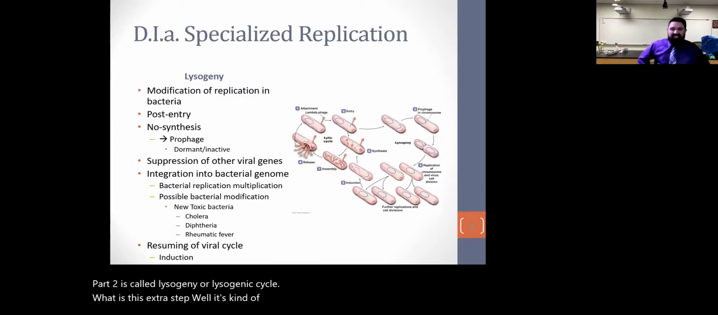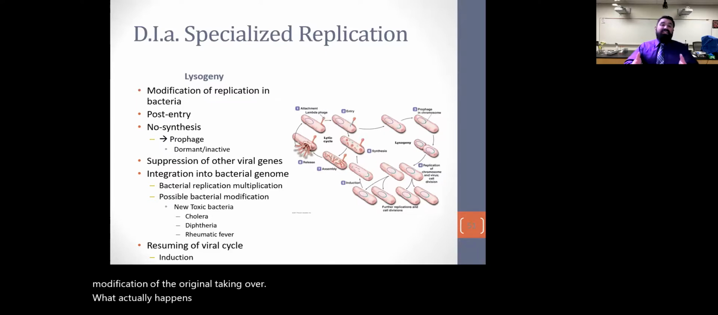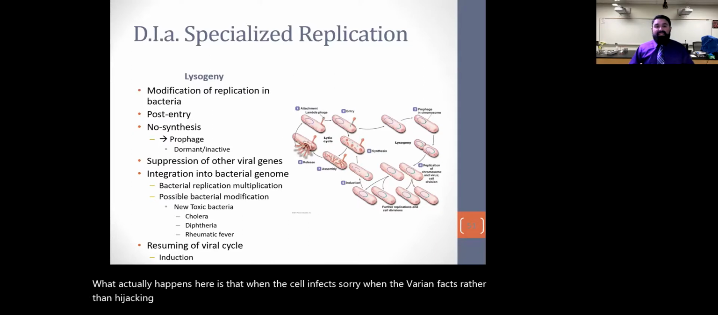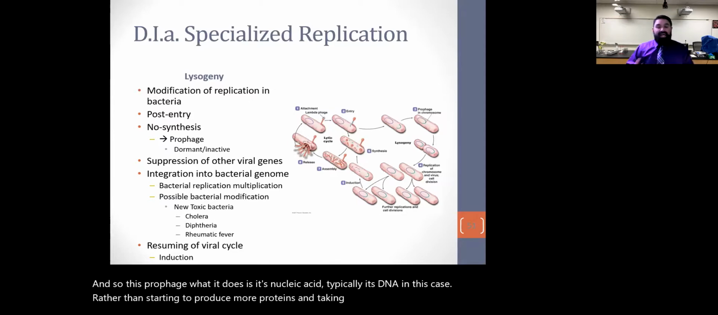What is this extra step? Well, it's kind of interesting. Lysogeny in this case is a modification of the original taking over. What actually happens here is that when the virion infects, rather than hijacking and blowing everything up really fast, it actually pauses. It goes into this very interesting kind of resting or dormant stage. We normally call that a prophage stage, or the bacterial version of it. And so this prophage, what it does is its nucleic acid, typically it's DNA in this case, rather than starting to produce more proteins and taking over, instead, it goes and hides.